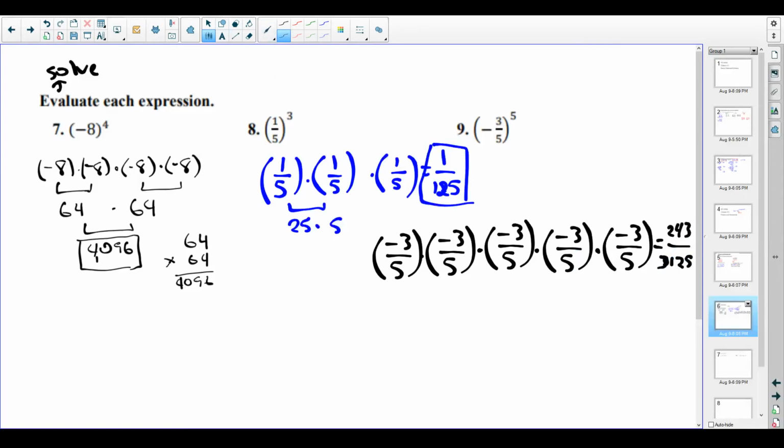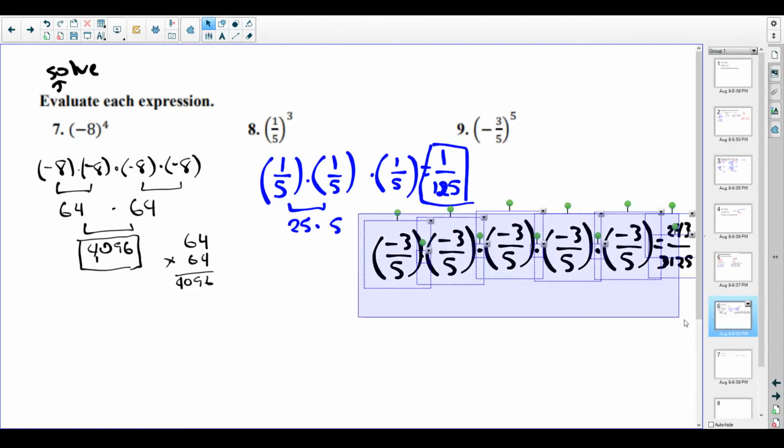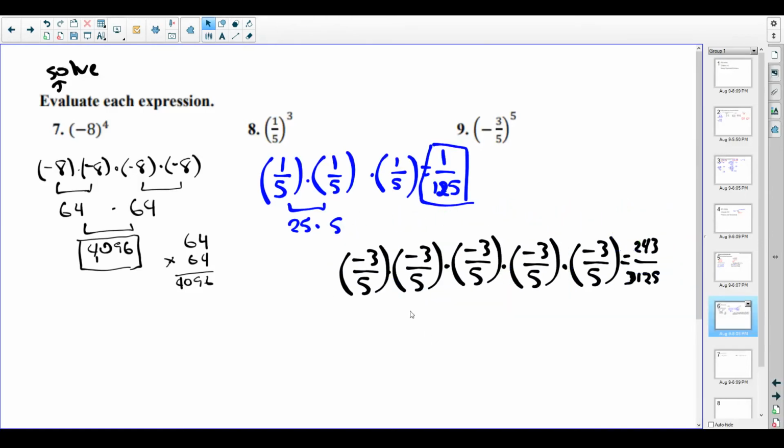Oof. Okay, hold on. I can do this better. Move it over so I have room to work, and then we'll erase this. So you could do that by hand, but this is a little bit out there. This is more work than it's worth.